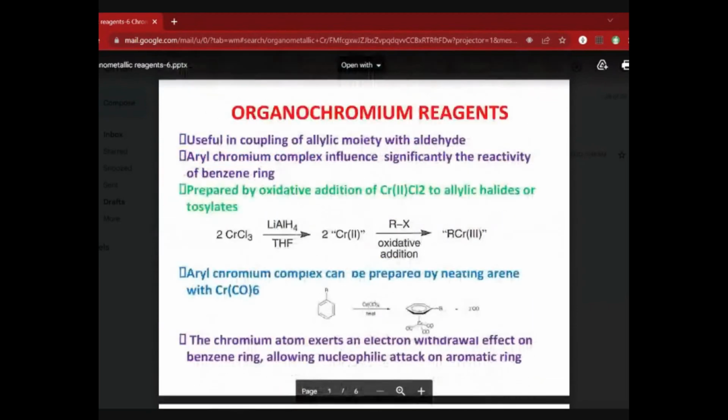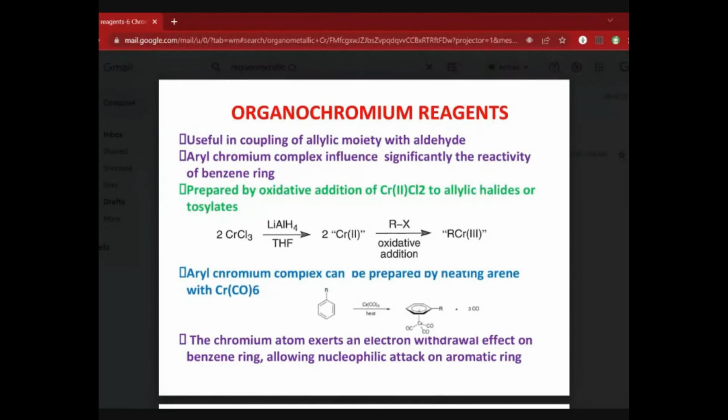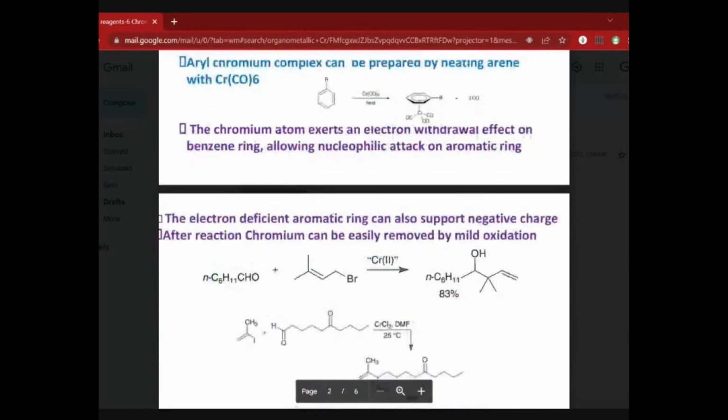Very simple. When you have this chromium attached to the benzene ring, the chromium exerts an electron withdrawing effect on the benzene ring. What it does, it withdraws the electron. What does chromium do, guys? Tell me. Withdraws the electron. So since it is withdrawing the electron, it allows a nucleophilic attack on the aromatic ring. So benzene can undergo nucleophilic substitution reaction.